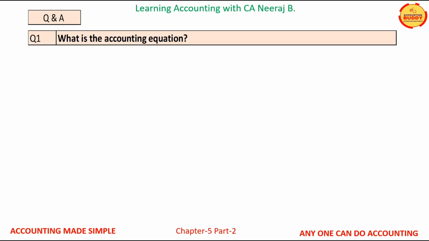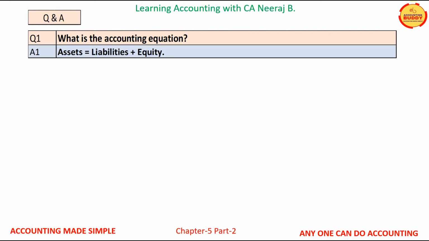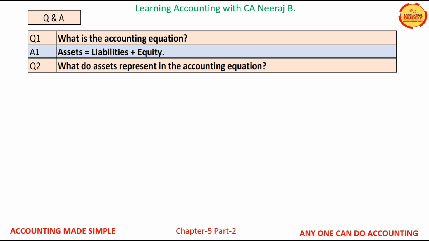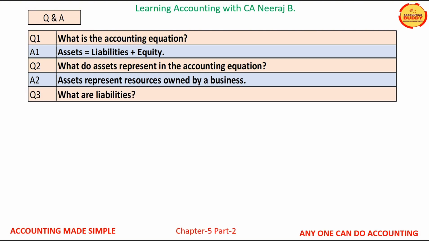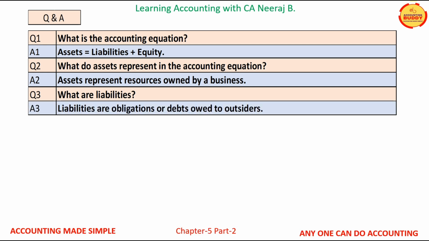Question number 1. What is the accounting equation? The answer is assets are always equal to liabilities plus equity. Question number 2. What do assets represent in the accounting equation? Answer is assets represent resources owned by the business. Question number 3. What are liabilities? Answer is liabilities are obligations or debts owed to outsiders.